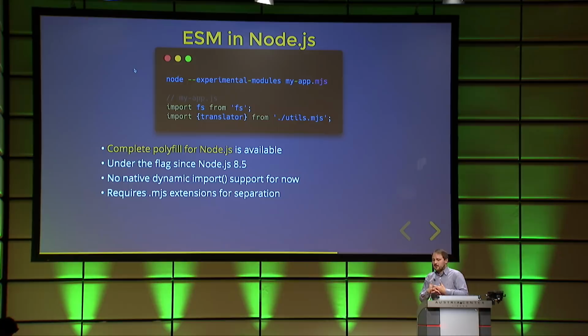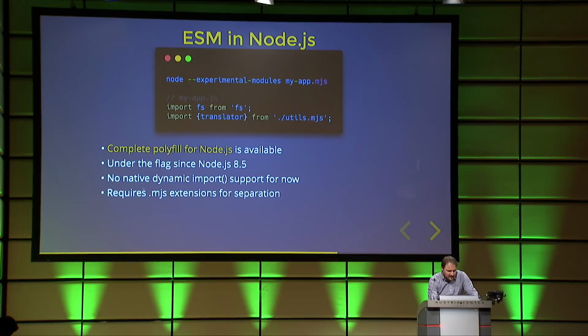In Node.js, unfortunately, it's still under a flag. The flag is experimental modules. But the good thing is that a complete polyfill for Node.js is available, which will make everything work, including static import, dynamic import, path resolution from node modules, and whatever. Everything you are used to, but with a new syntax. So as soon as you have this polyfill or this flag enabled, you can use import file system from fs. Previously, you had to do require. Now you have all the import and the dynamic import there.